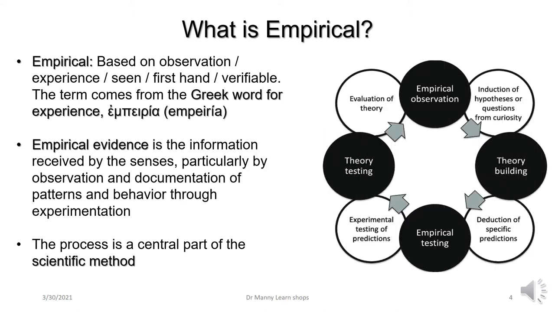Another variation of empirical observation is induction of the hypothesis or the questions from your curiosity. You're wondering why. And because you wondered why, you build a theory. And with that theory, you make certain deductions and have certain predictions about what could be. After that, you do empirical testing. You actually do the experiment to test your predictions. And then after that, you evaluate the theory to see whether it is true or it's not true.